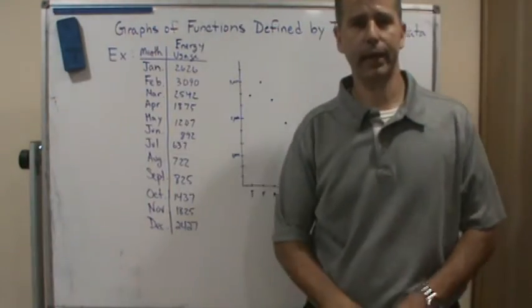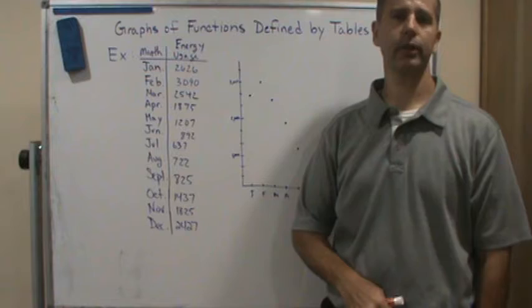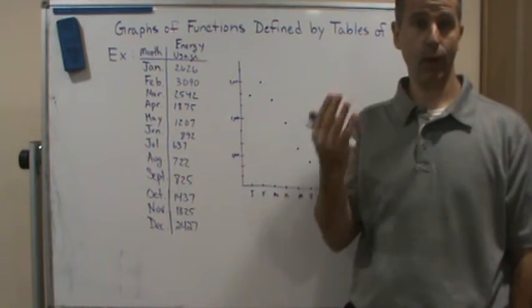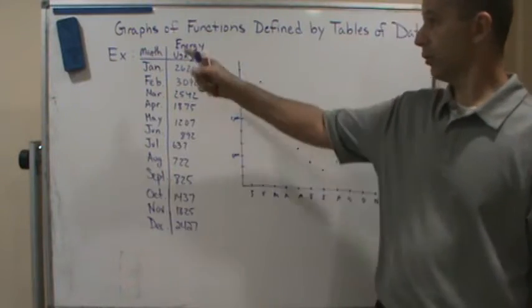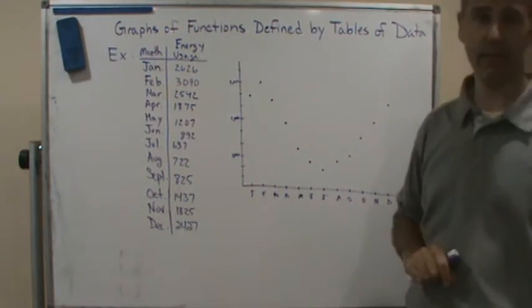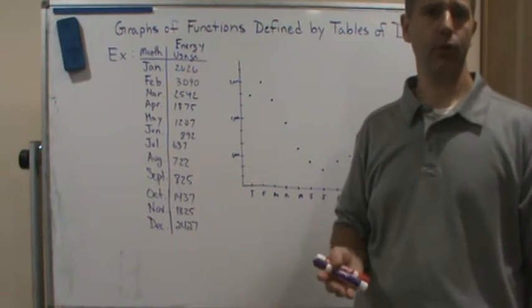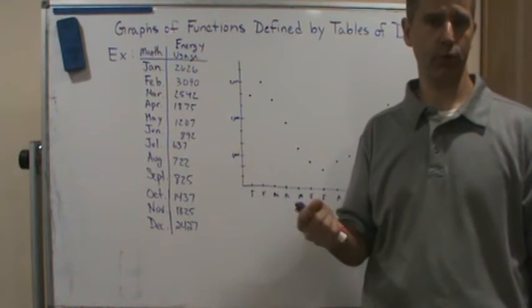Okay, so welcome, and in this video we're going to talk about using data to talk about the graph of a function. Okay, so graphs of functions determined by tables of data. So in statistics we use data all the time in order to show relationships between two variables.